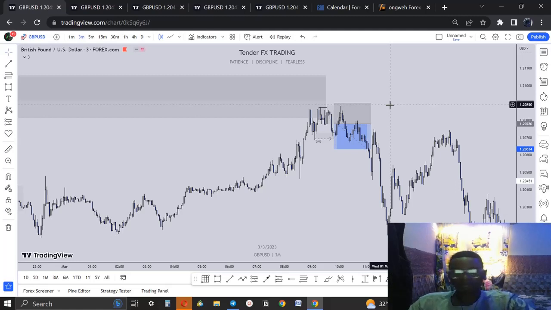So I was just holding on, because all my checklists had been met. All what I used to look out for had been met: higher time frame supply zone, lower time frame confirmation. It has happened. So I was just sitting and watching the price.